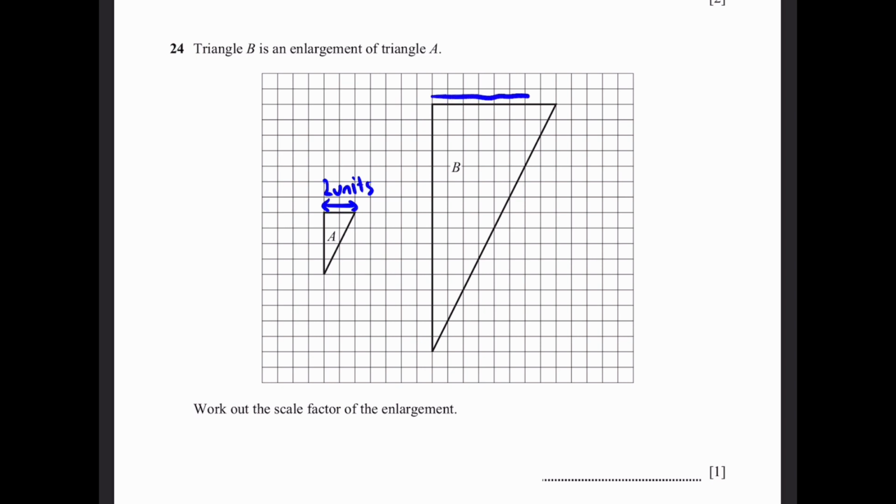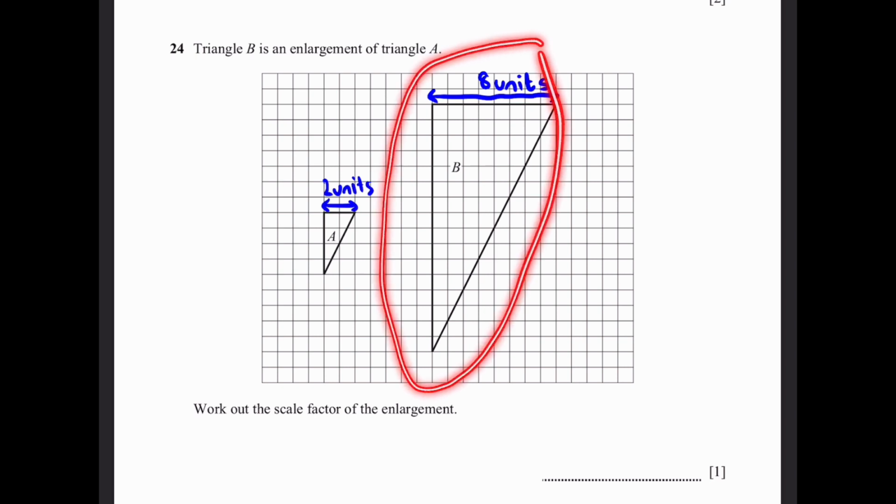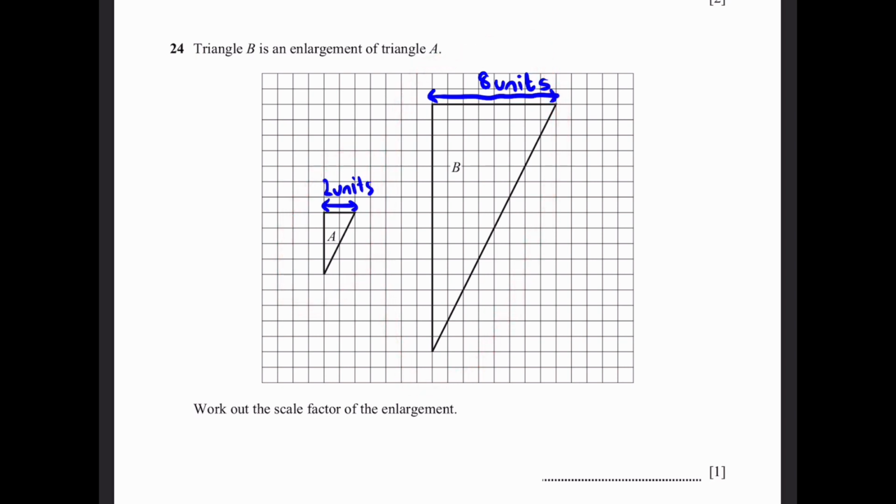Now let's look at the corresponding side in B, triangle B. So this length is 8 units. The scale factor is the enlarged triangle's length divided by the normal triangle's length. So this means triangle B's length divided by triangle A's length. In this case, the length is this side. And this will be 8 divided by 2, which is equal to 4. And that is the scale factor. So the scale factor is 4.